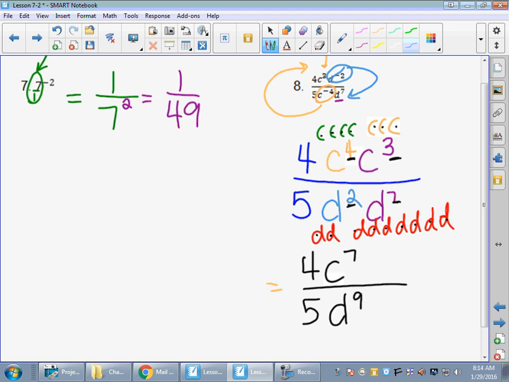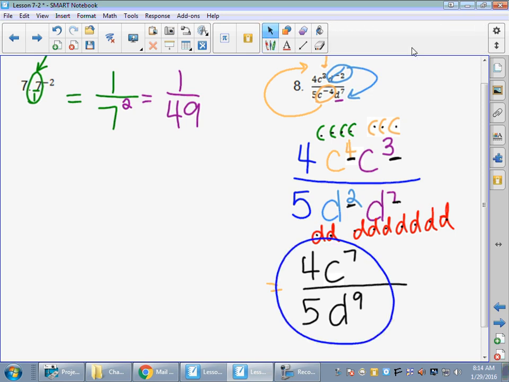There's no other simplifying I can do. The fraction is in simplest form. Each base is written one time only. And I've got no negative exponents. So 4c to the 7th over 5d to the 9. Those negative exponents, you just got to take one little piece at a time. That's your only option.